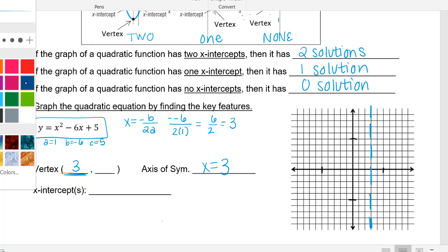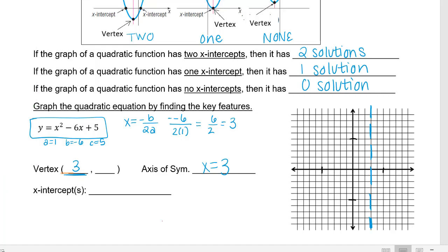So we know the x value of our vertex is 3. That's our input. Now let's find the output, the y value. We'll plug in 3 for x and then simplify. 9 minus 18 plus 5 is equal to -4. So our vertex, right, that maximum value or the minimum value, is 3 and then -4.